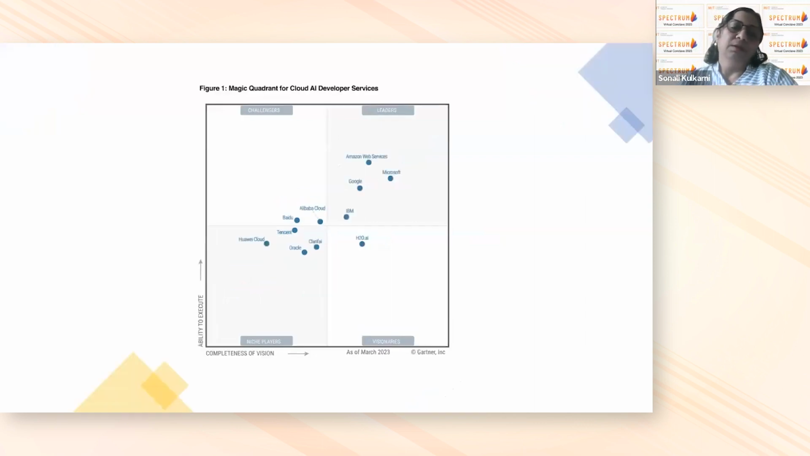All right. Then again, this is the magic quadrant about the cloud AI developer services. So AWS is again a leader, progressing very fast. Then Microsoft, Google, IBM. So this is the technology landscape. Again, this was captured in March 2023, but it keeps on changing every passing day. So you would probably get a different picture if you recently look at certain technology landscapes.